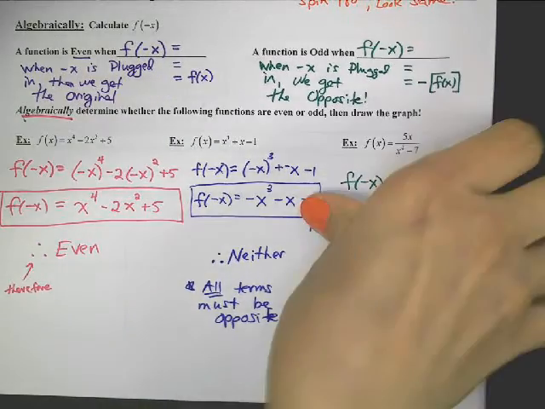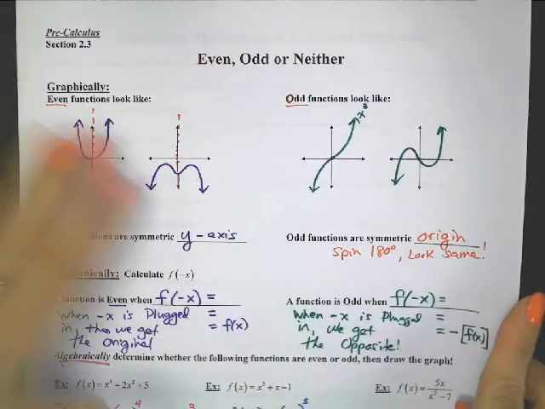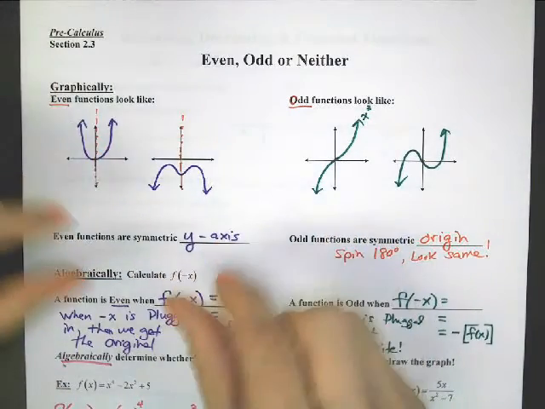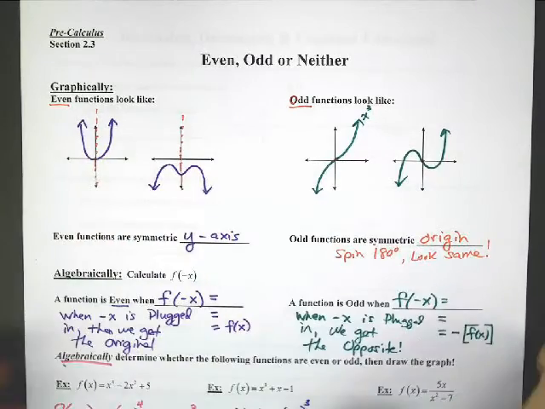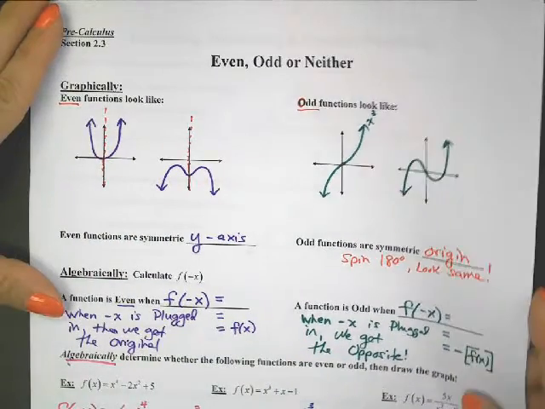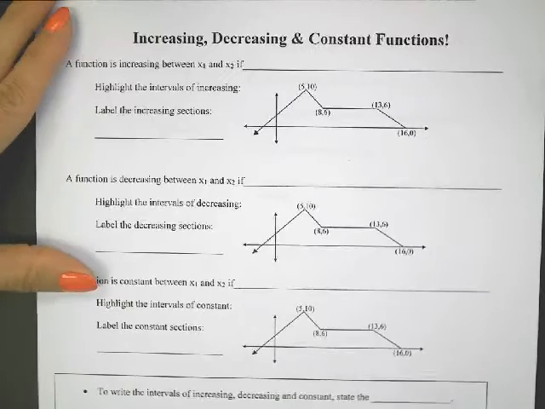Okay, that's how you algebraically determine even or odd. You could also graphically determine, but sometimes the graph is just a smidgen up or down. If this hump was a little higher than that one, it would not be even. So algebraically doing things is the best because you don't get it wrong.